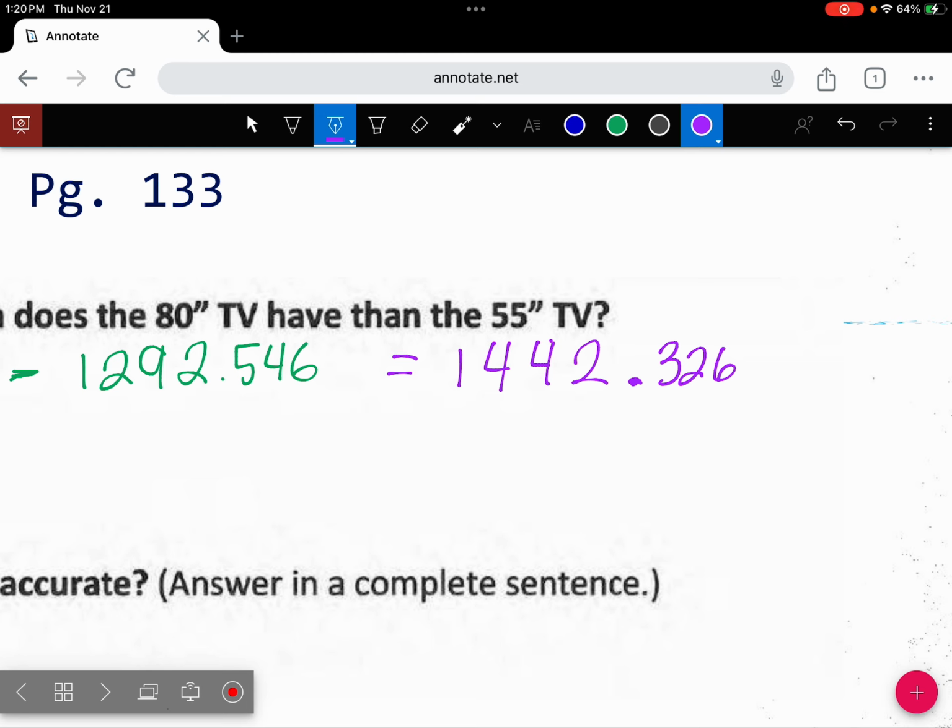Yeah, so this is a real world situation too. Being able to take that difference, that information, those numbers that you're looking at, and putting it into words, putting it into context, is one of those big things that we have to do. It's a way we relate what we've done, our math, back to the stories we're given. So yes, the 80-inch TV does have more than double the 55-inch TV, and it's a matter of can you convey that through your words there.